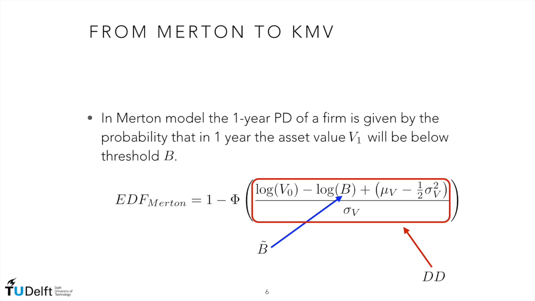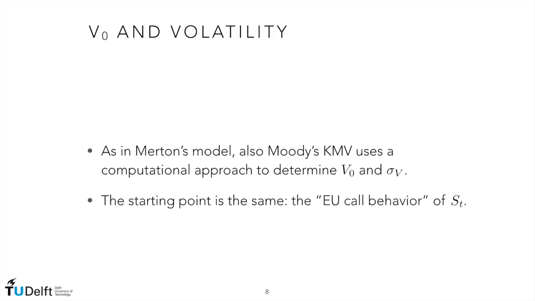Then we substitute the entire argument of the survival function with a quantity, the DD, the distance to default, that we will define in a few minutes. And finally, we substitute the normal survival function, 1 minus capital phi, with an empirical survival function. This is essentially the way in which we can move from Merton's model towards Moody's KMV. As in Merton's model, also in Moody's KMV, the quantities V0 and sigma V are not directly observable and they need to be inferred from data.